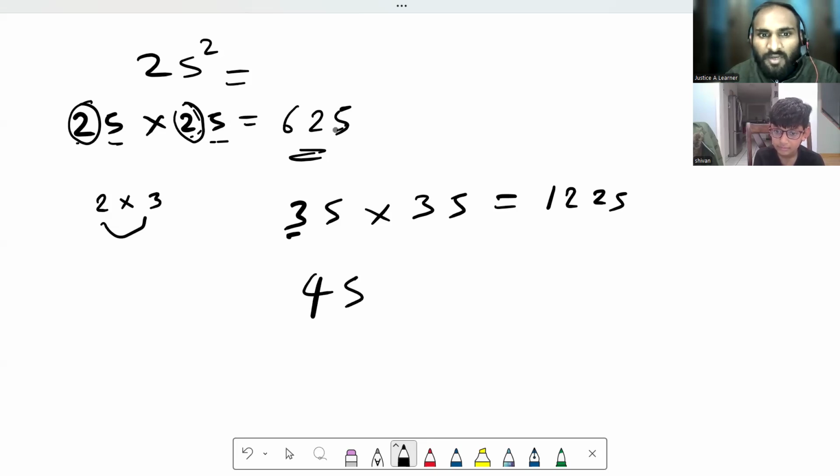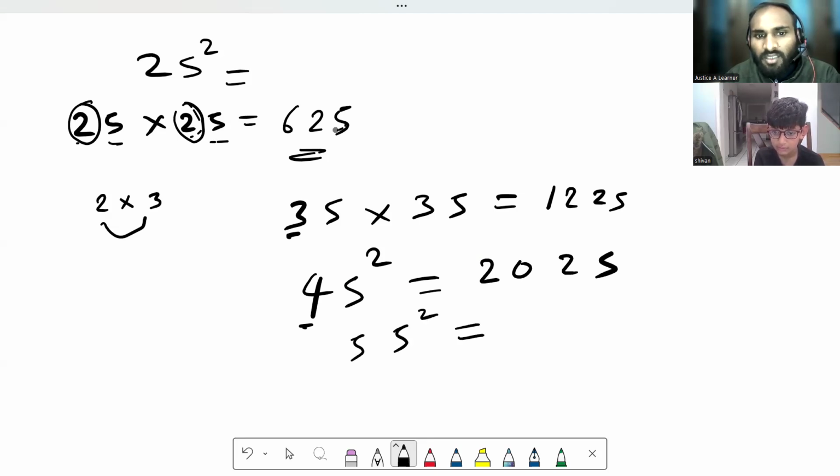Now, what about the square of 45? Can you tell me? Multiply 4. What comes after 4? 5. So now multiply, 20. And then at the end, 25. Simple. Can you tell me now the square of 55? What comes after 5? 6. 30. So 30 and then 25.